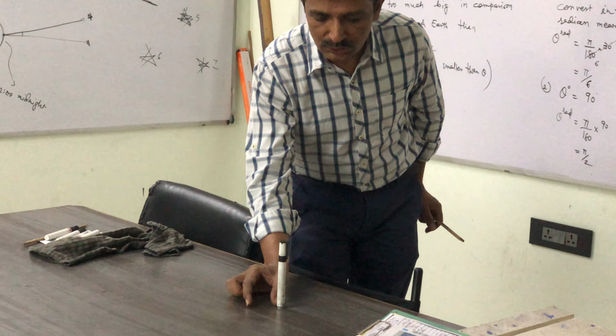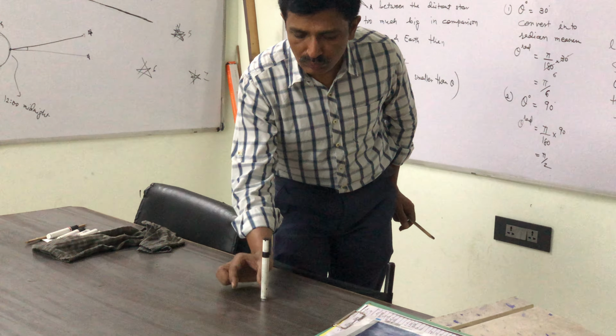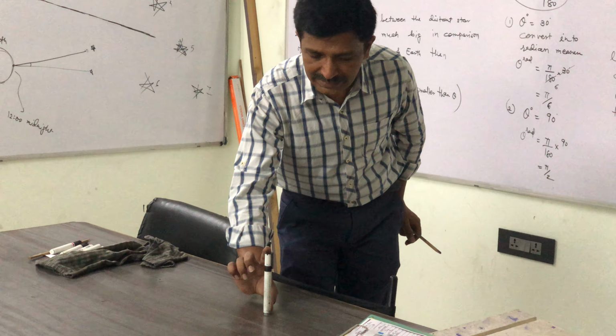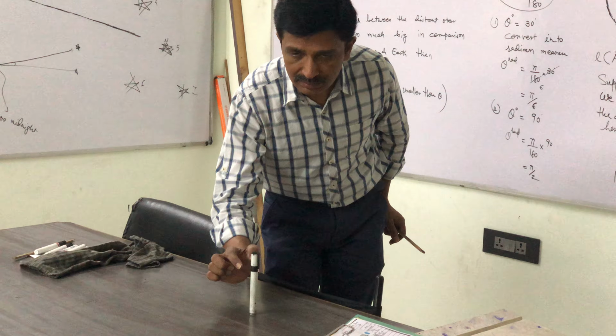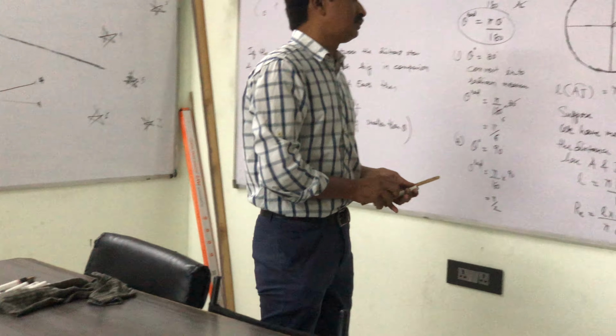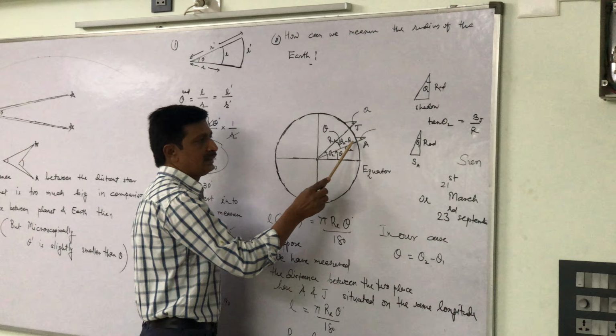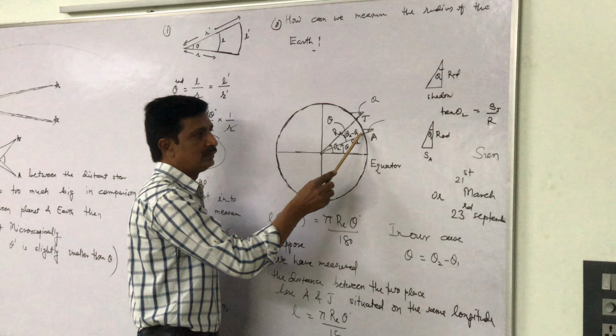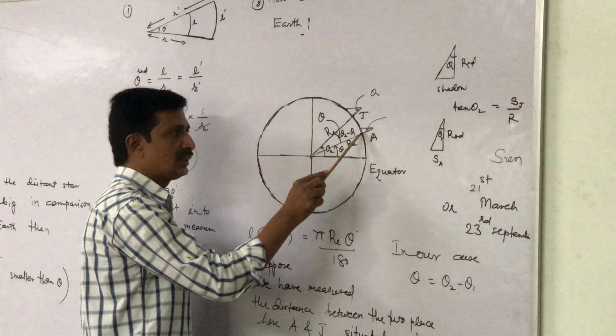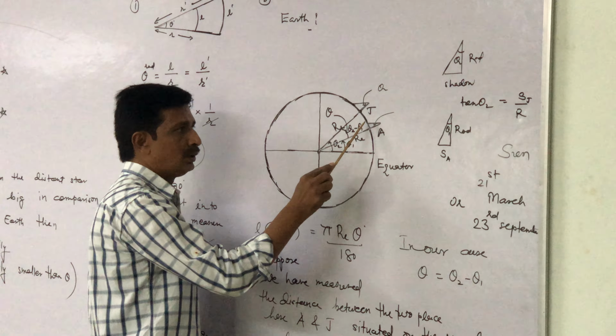This is the rod, this is the shortest shadow. So we can measure this shadow, and we have this length. So we can find this angle. In the figure, this one is the rod. This one is the shadow.